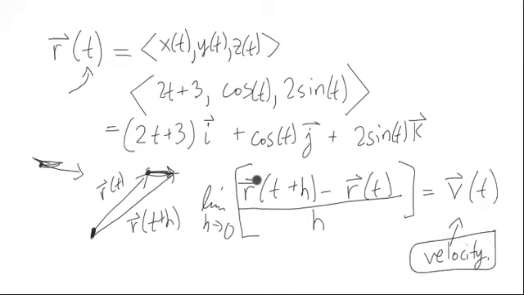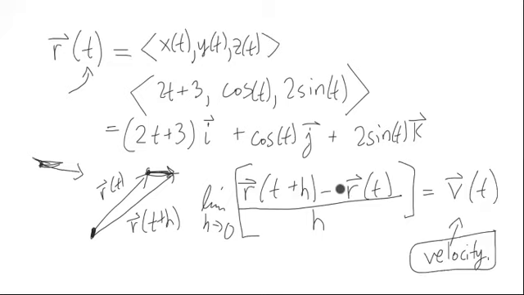Quite literally, we're taking the limit of the change of position divided by the change in time, if you think of t as being time. So you could think of r as position and v as velocity, and it interacts just as well if we think of this in terms of vectors and vector subtraction.